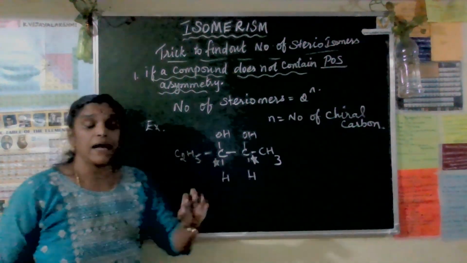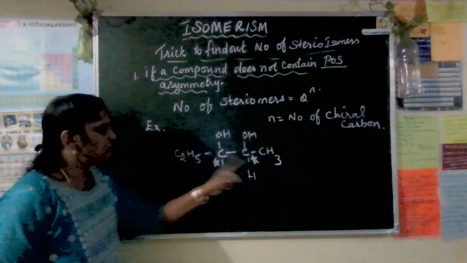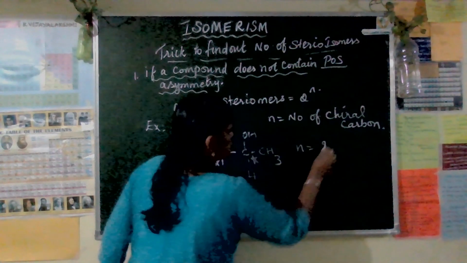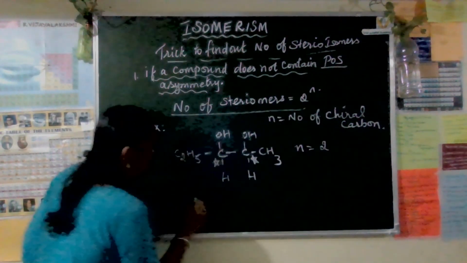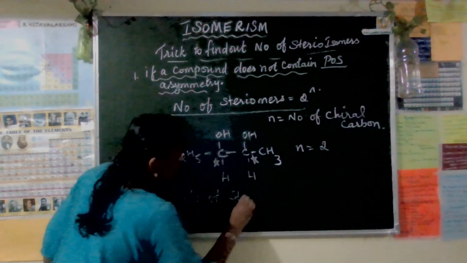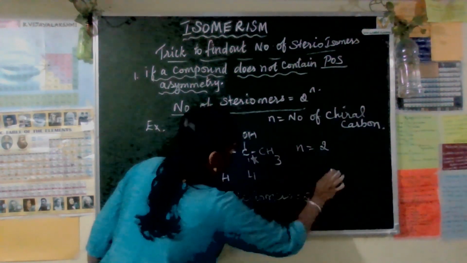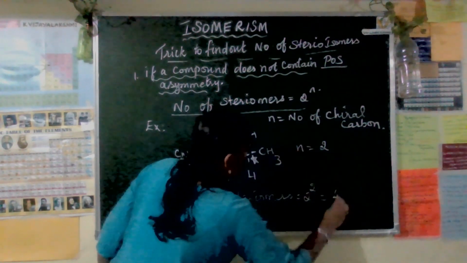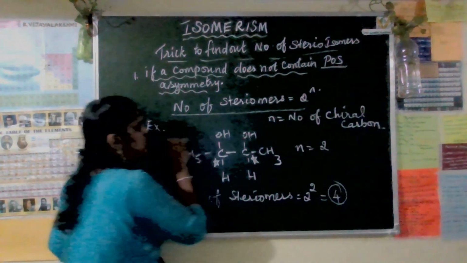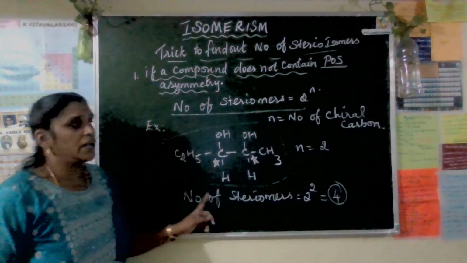What do you mean by chiral? Chiral means different groups or atoms attached to one carbon. So there are two chiral carbons. Number of chiral carbons is 2. So what is the formula here? 2 to the power of n. So in this compound, number of stereomers equals 2 to the power of n, where n is 2, so 4. So 4 stereomers are possible for this compound. Hope you're clear with this idea.